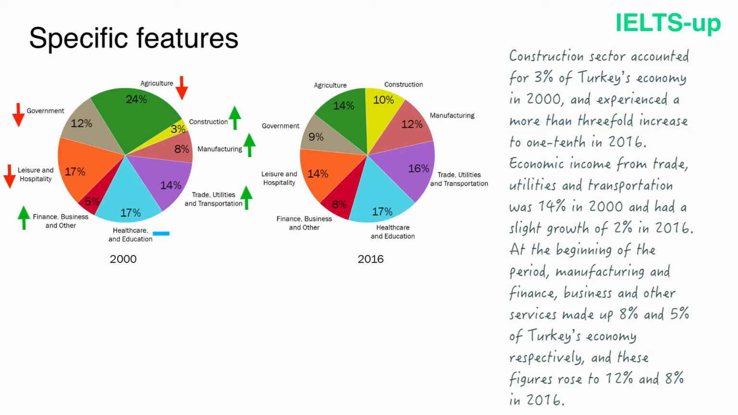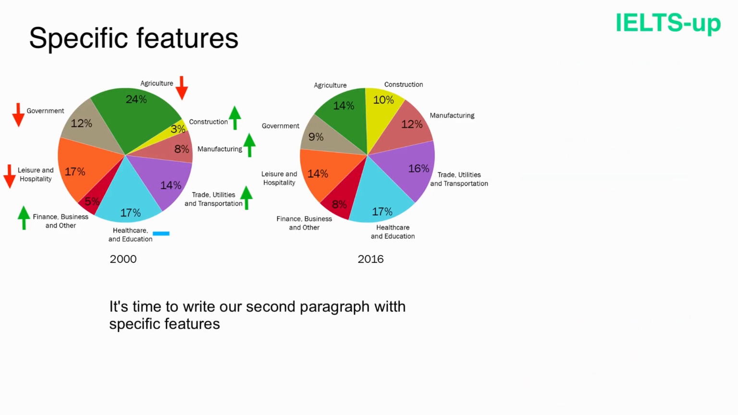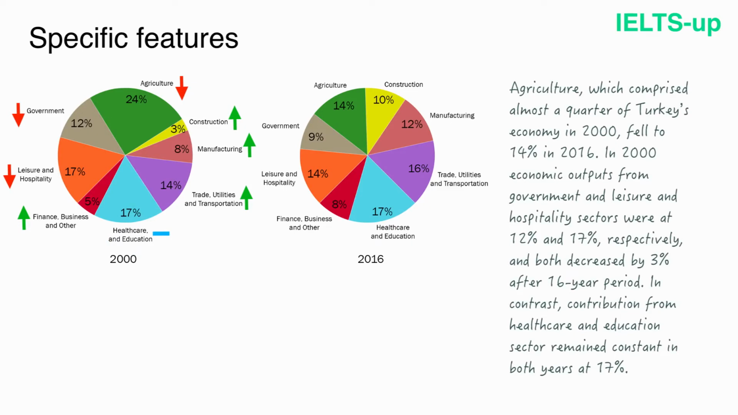Now when we have written all the increasing trends, it's time to write our second paragraph with specific features. In this new paragraph, we have to list the decreasing trends, in our case, agriculture, government, and leisure and hospitality sectors, and sectors without change, in our case, healthcare and education. So, here is how I wrote it. Agriculture, which comprised almost a quarter of Turkey's economy in 2000, fell to 14% in 2016.